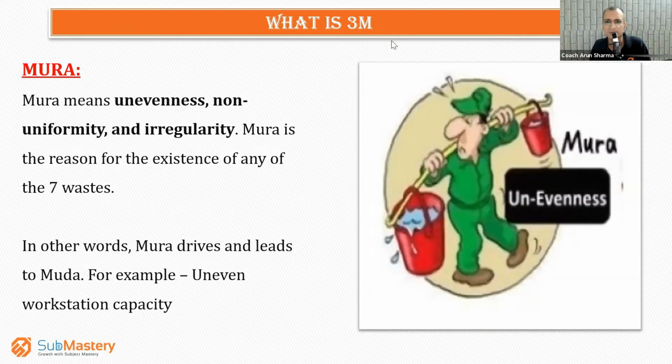So if the line is not balanced, if there is too much non-uniformity and irregularity, that is the meaning of Mura. And Mura can lead to Muda, and uneven workstation capacity is an example of Mura. Okay, so Mura means unevenness, so not leveling.